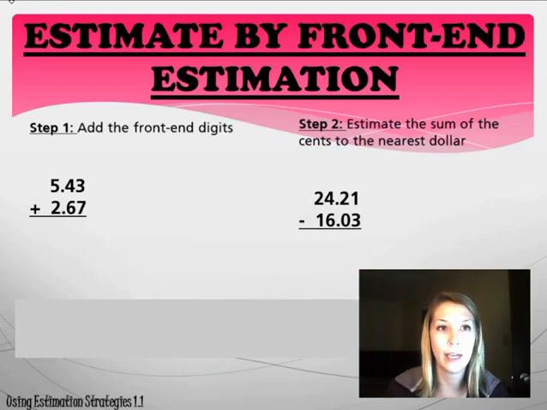Let's take a look at some examples on our own. Let's do this one together. Our first step is to add the front digits. So I'm going to add 5 plus 2, which is 7.